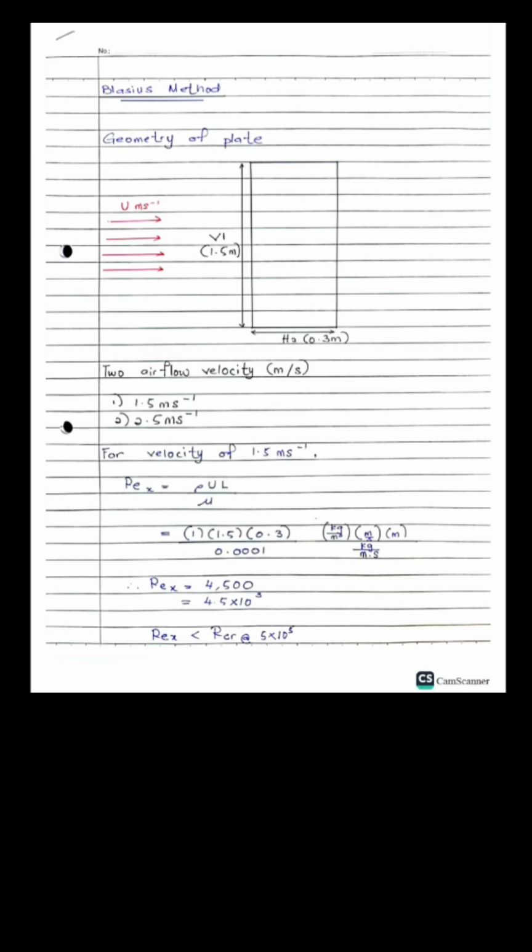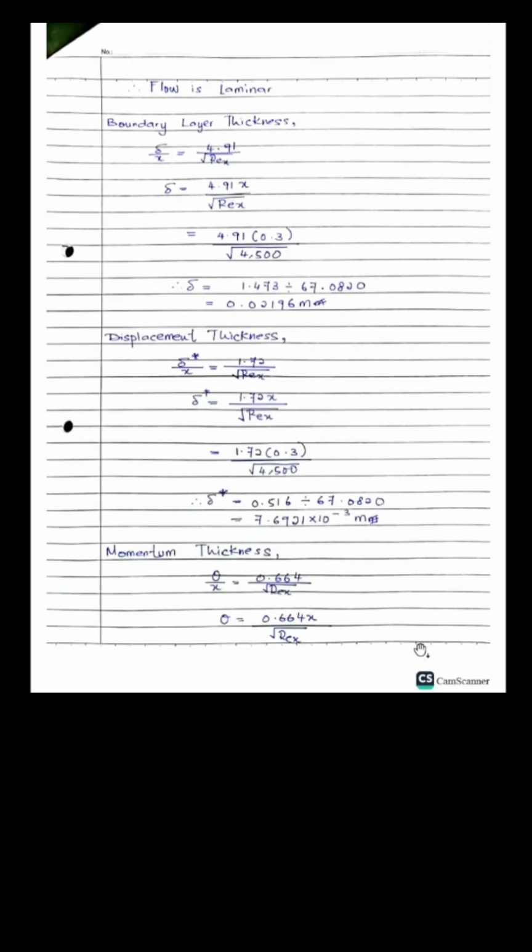So here, I've used the density, the velocity, the length of the plate, and also the viscosity of the fluid to find the Reynolds number, which are 1 for density, 1.5 for velocity, 0.3 for length, and 0.0001 for viscosity. The Reynolds number that we get here is 4500, which is lower than the critical Reynolds number at 5 times 10 to the power of 5. Now, since our Reynolds number is lower than the critical, the flow is laminar, so we are using Blasius's formulas, which are specially for laminar flow.